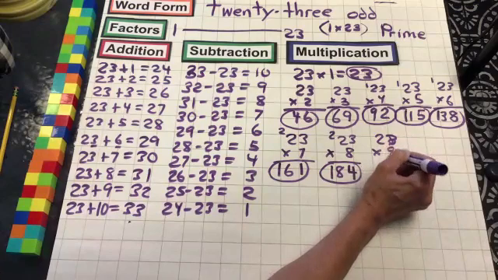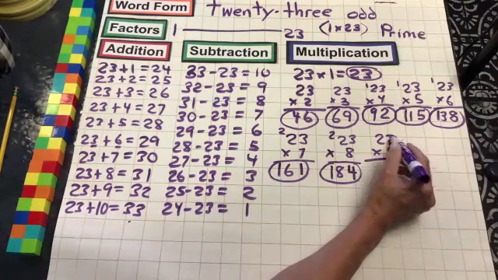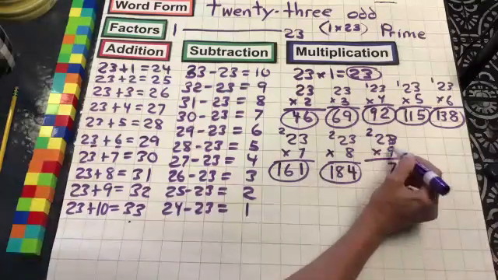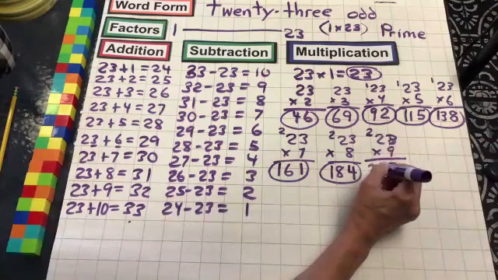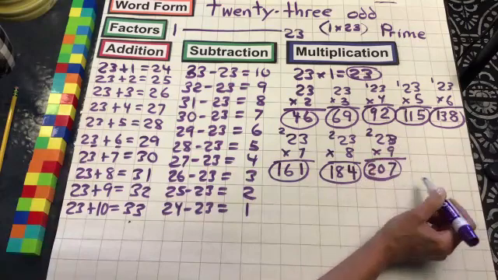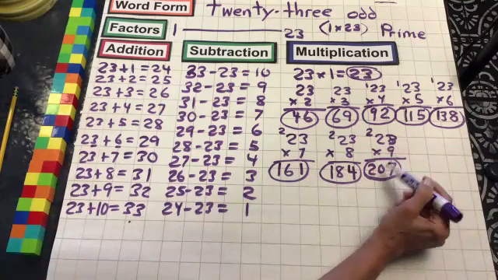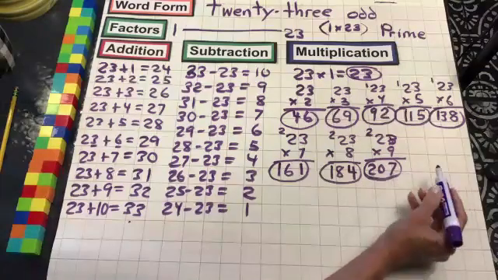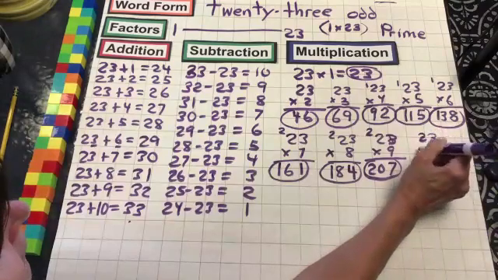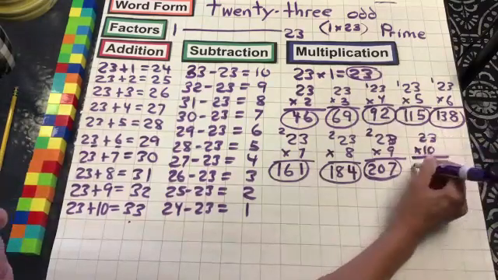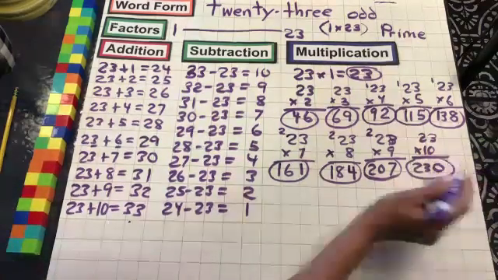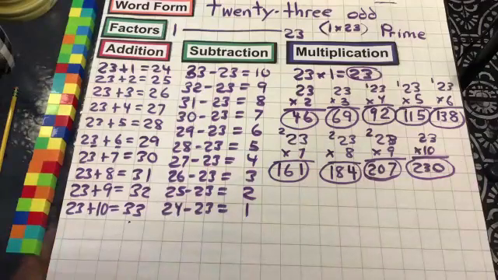23 times 9, always trying to mess up. 9 times 3 is 27. We drop the 7, carry the 2. 9 times 2 is 18, plus 2 is 20. So 9 23s is 207. And remember, any number times 9, we can check if all the digits added up equal 9. So 2 plus 0 is 2, plus 7 is 9. Boom. And then, of course, 23 times 10, any number times 10 is itself with a 0 in the ones place. So 230. All right, we're done multiplying.